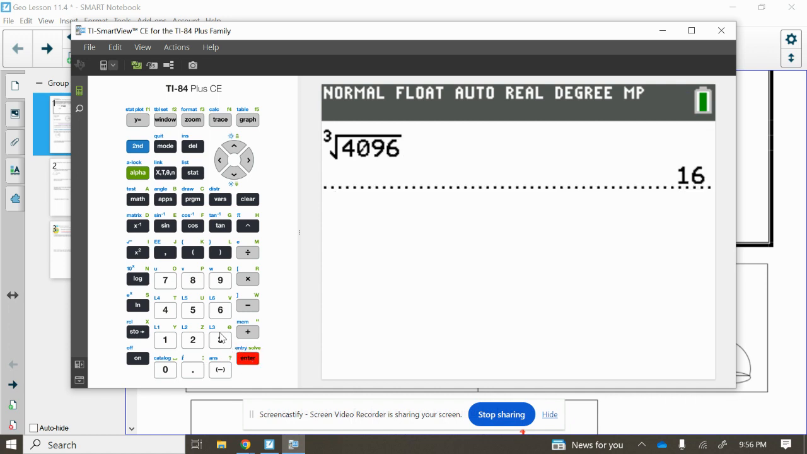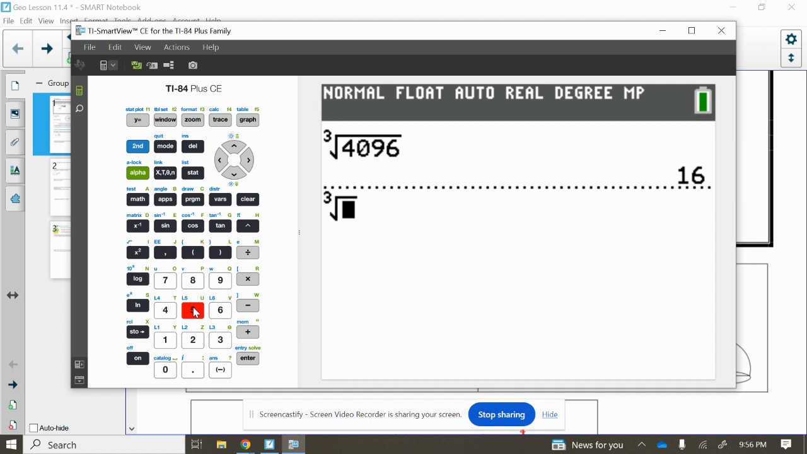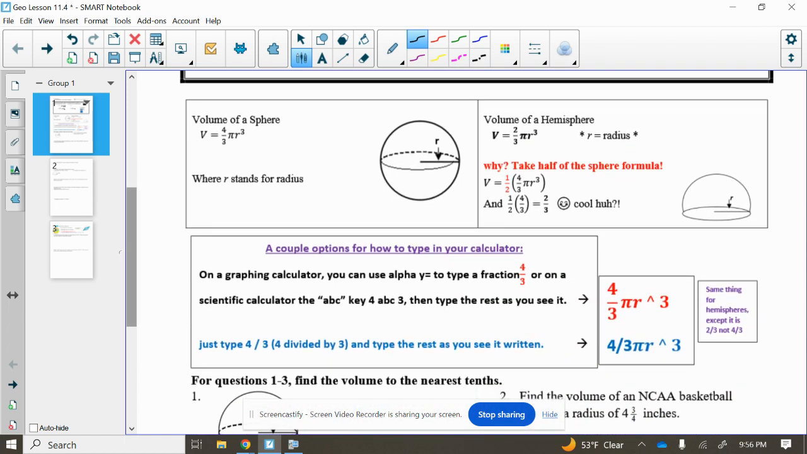Another option you have is to type 3, and then again, under the math menu, option 5, that's going to take, again, the cube root of a value. Those of you with a non-graphing calculator, you would hit 3 first, then the second button, and then that little icon with the X there so it knows you're taking the third root of something. So again, we have this one that is 16, and then take the cube root on your own of option D.